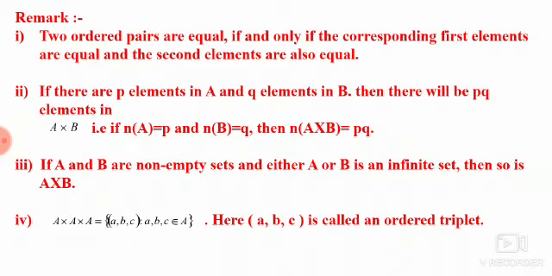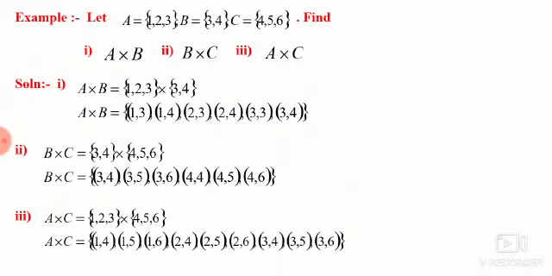Now it is better to start solving problems on the Cartesian product of two or more sets. First example: let A be a set containing the elements 1, 2, 3, B another set containing the elements 3, 4, and C the third set containing the elements 4, 5, 6. Then we have to find A cross B, B cross C and A cross C. In these problems we are going to see how to find the Cartesian product of two or more sets.